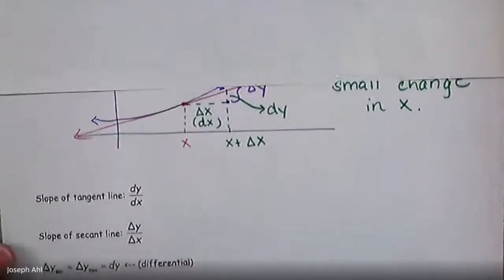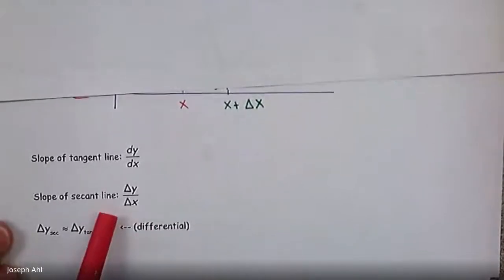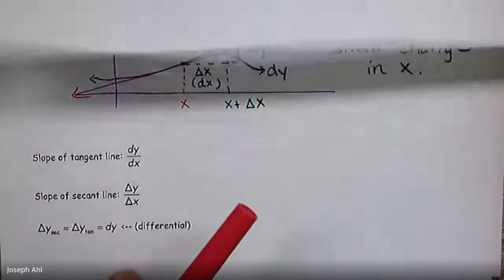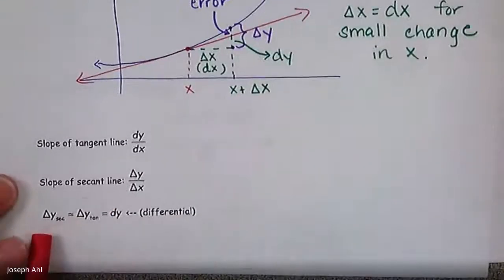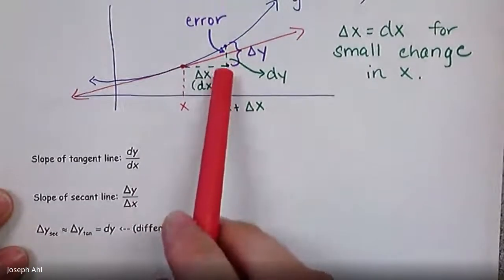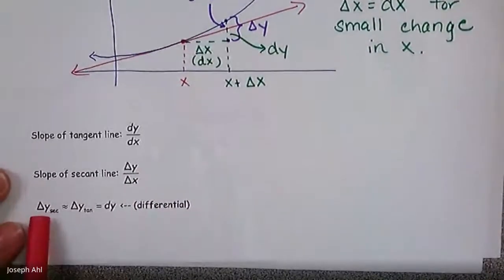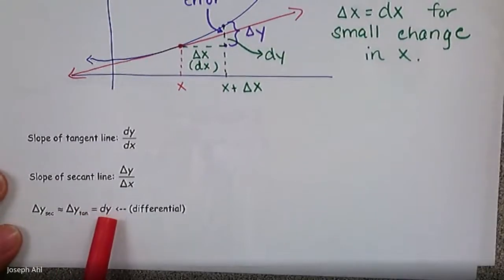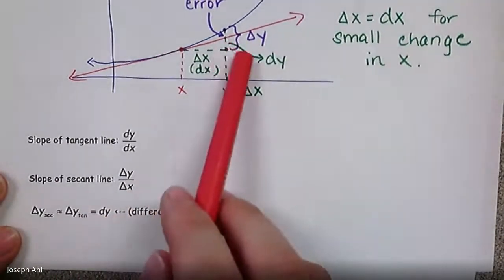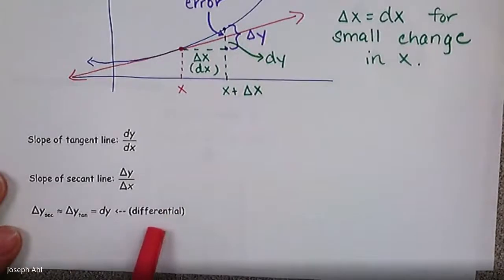So we know that the slope of the tangent line is dy dx. We know the slope of the secant, according to this, would be delta y over delta x. So what we'll say is that since there's just a little bit of error based on that change, the change in y for the secant line is approximately what the change in y is for the tangent line, which you can see we've represented in this case as dy, and that's the differential.